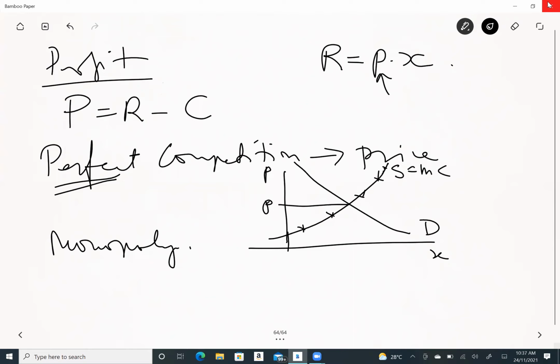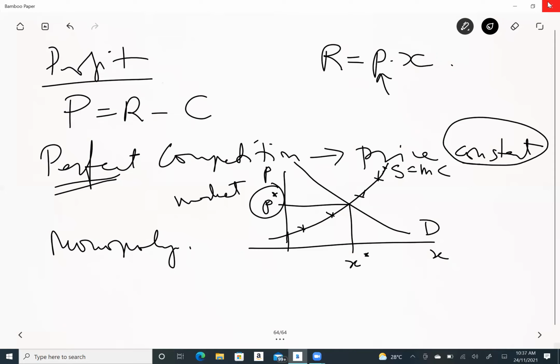You remember in the linear function, the market equilibrium. So you got that price and the equilibrium quantity. Now that price in perfect competition is constant. It's given. No firm can change the price. The price is determined by the market, through demand and supply. Just call it P star, a constant, for example 10.5.